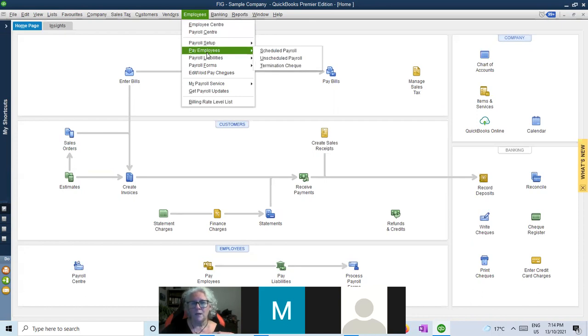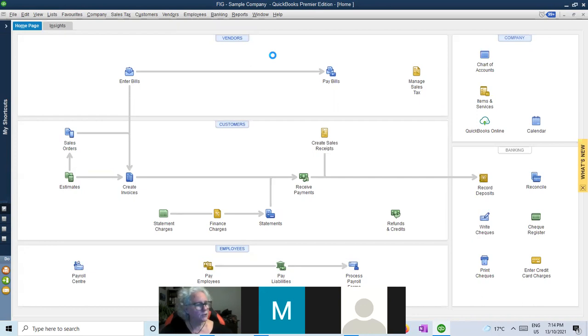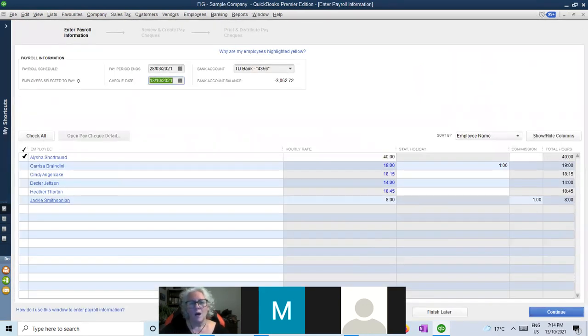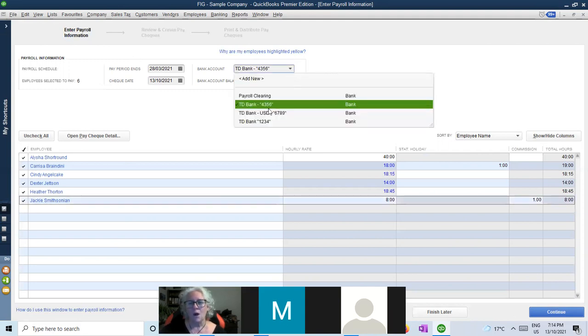So when I want to pay an employee, I'm going to go to unscheduled, and whether I want to pay one person because it's a one-off check that I want to give them a bonus or something like that, or I can click on all of them. And when I do that, I open the check detail. And the most important thing here is these 3 items right here. If you have multiple banks, are you taking the money out of the right bank account? That's important. So you have to pick the right bank account.